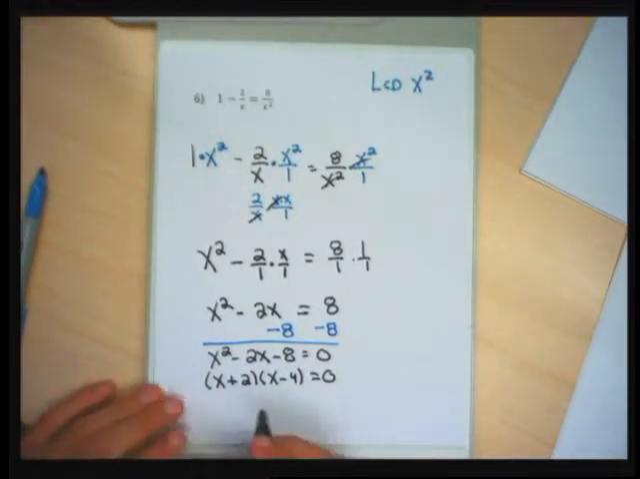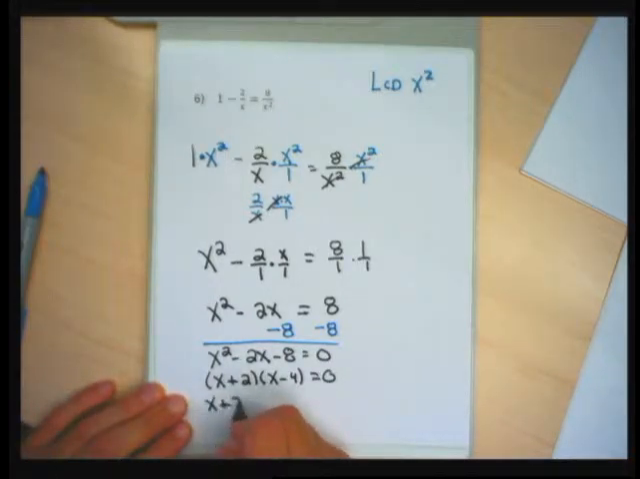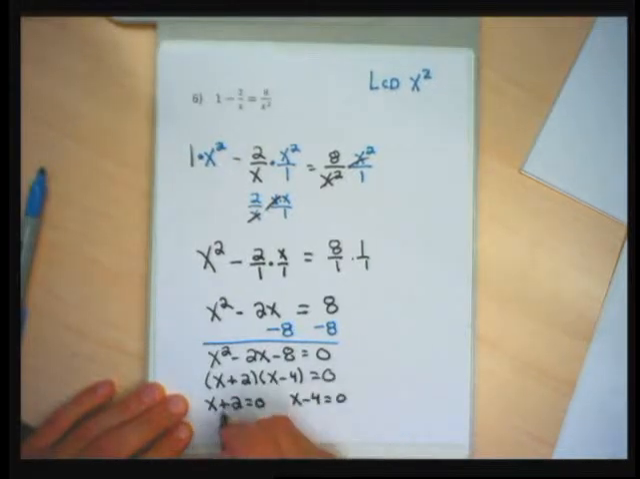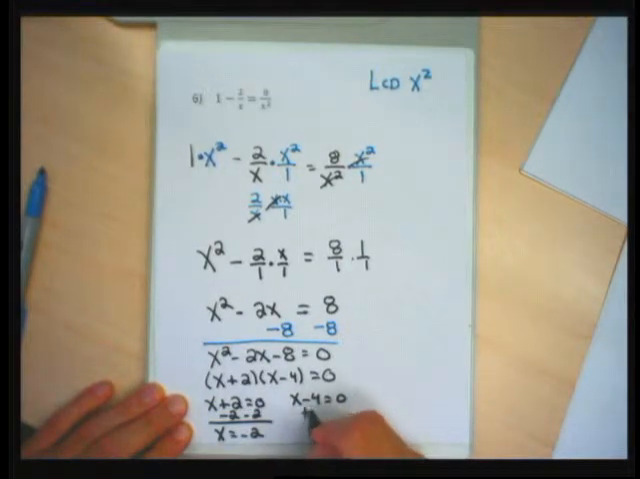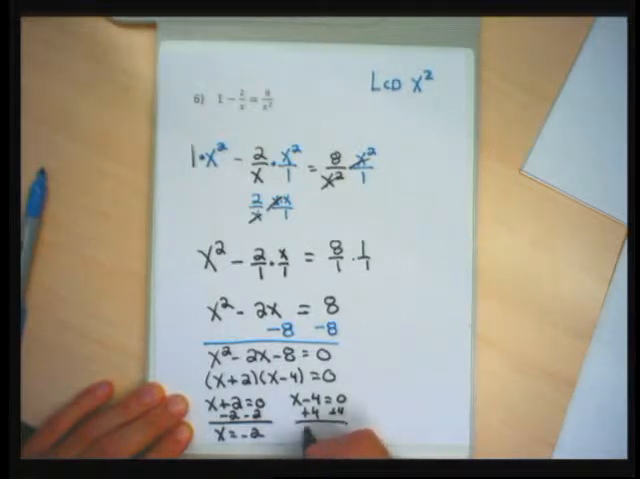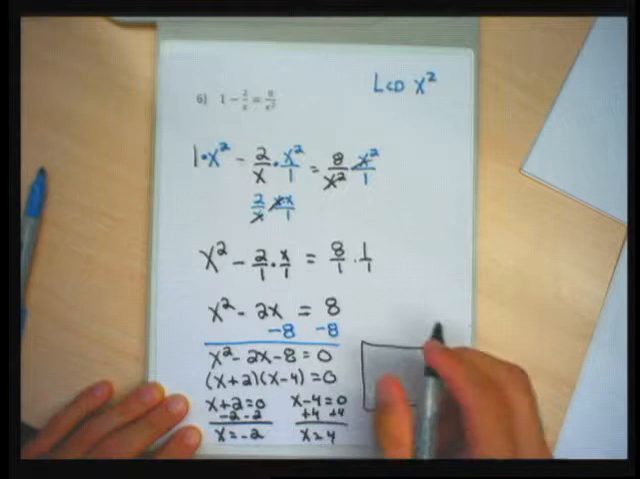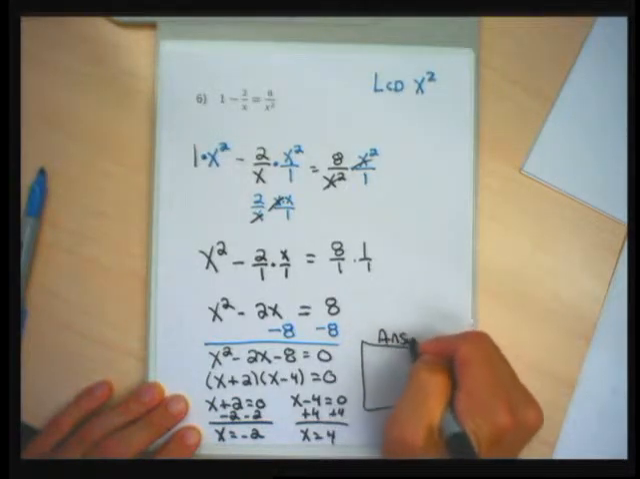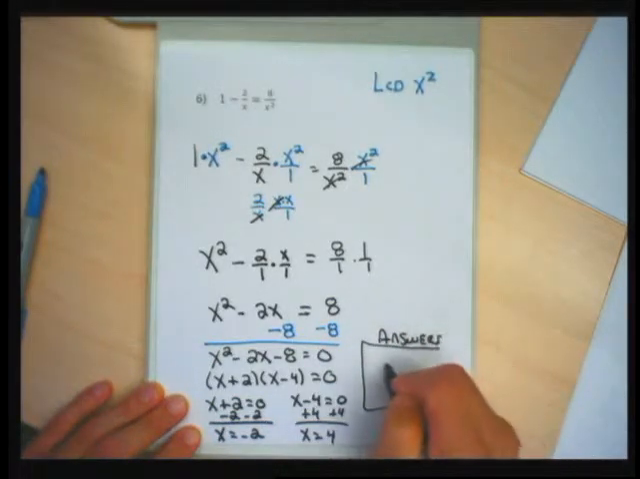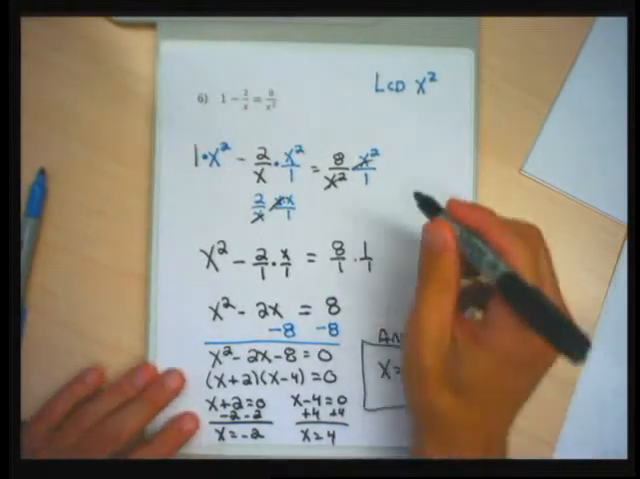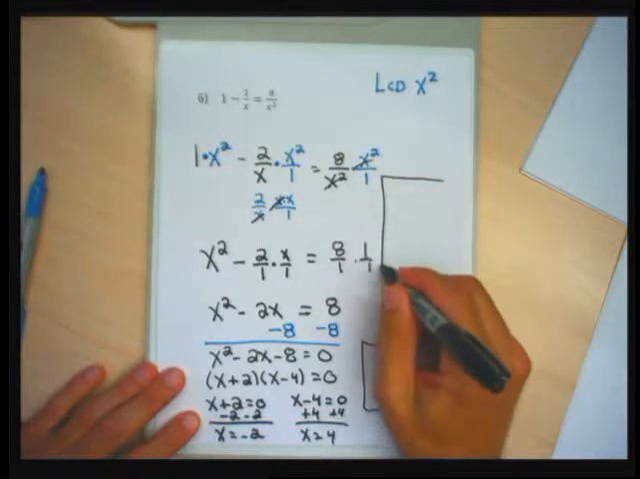Now that I have it both set equal to 0 and factored, I split each factor up, set each one separately equal to 0. For the x plus 2 factor, I minus 2 from both sides and get x equal to negative 2. For the x minus 4 factor, I add 4 to both sides and get x equal to 4. So I think, as long as I haven't made a mistake, that I have two numbers that are going to work. My answer, or answers, are going to be x equal to negative 2 and x equal to positive 4. I need to check those, and I need to check those separately.